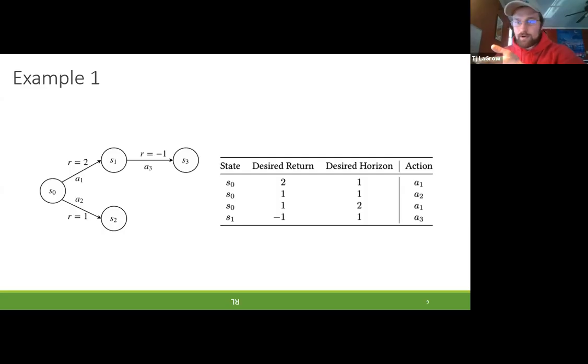If we were in S0 and wanted to get to reward 2 in one time step, what action would we take? Well, we would look at the MDP again. We should get action 1 as the correct step. That would give us a return of 2 in one step, landing in S1. How do we go about getting 1 in one step?